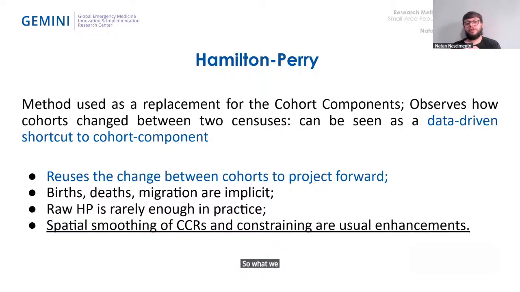So what we do is we do some spatial smoothing. So just like we do for public health research, where we use some Bayesian type of calculation, we also do those spatial smoothings here. And then some constraining, we put some limits on how much population this method can add or decrease. So these are usual enhancements that need to be done for it to be a reliable source of population growth.